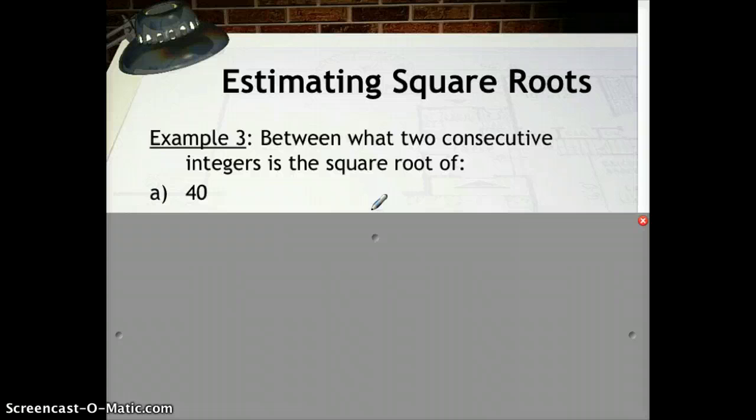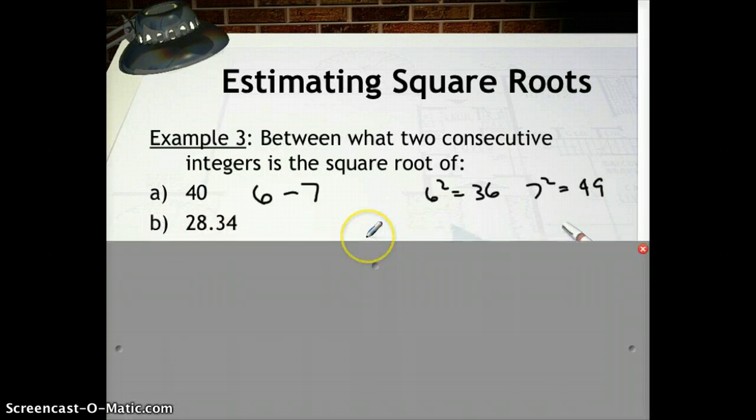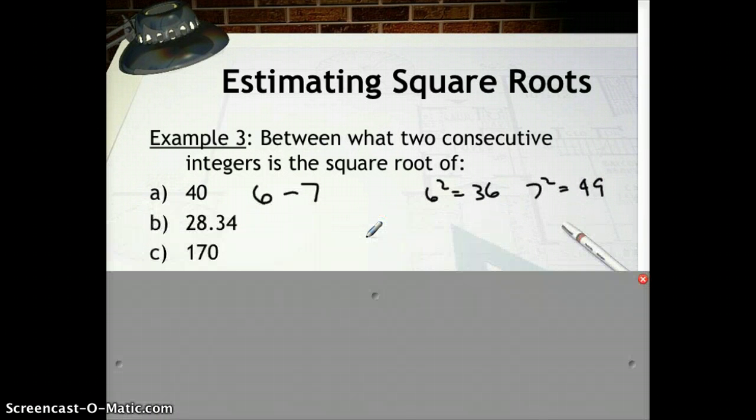The first one is 40. So I'm looking for the square root of 40. I want you to guess and check what you think it's in between. I'm looking for a process like this. Well, I know that 6 times 6 is 36, so 6 is too low. And I know that 7 times 7 is 49, so 7 is too high. So this must be in between 6 and 7. The reason being because 6 squared is 36 and 7 squared is 49, and this is in between those 2 numbers. Okay, try that one for the next few.